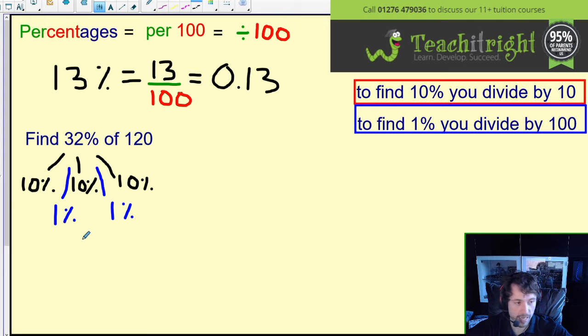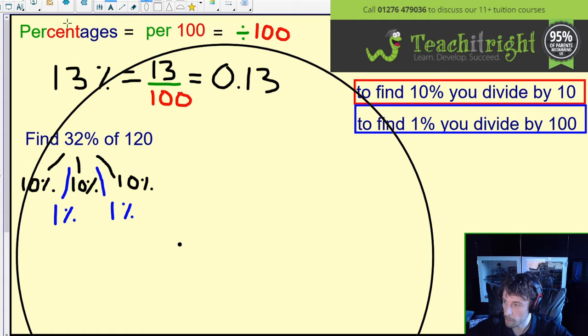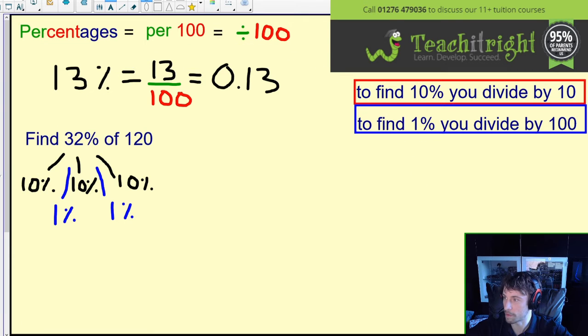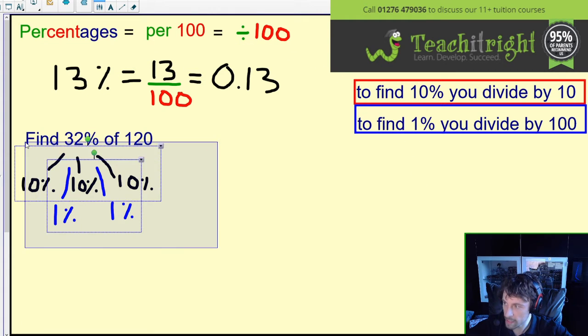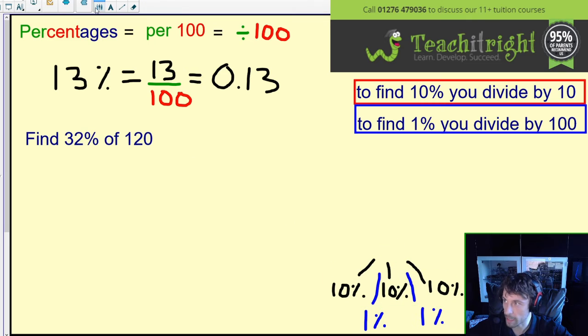So if I can work out 10% and add it together 3 times, and work out 1% and add 2 more of those on, I'll have worked out 32%. And just realizing that you can work out easy percentages and then add them together to make hard percentages is a really good revelation. So we're going to just remember this bit. We'll put it down there, because it'll be useful later, that we can split 32% into these.